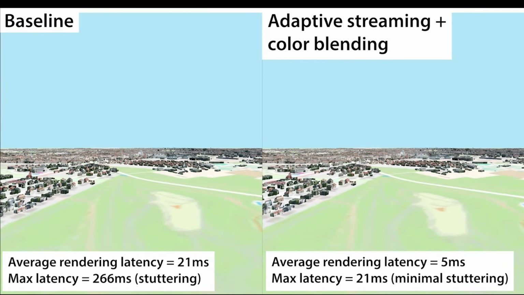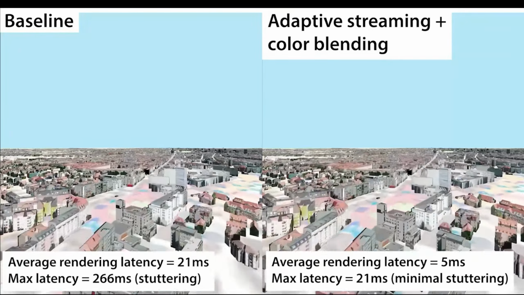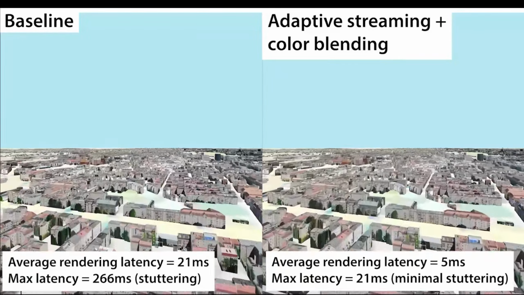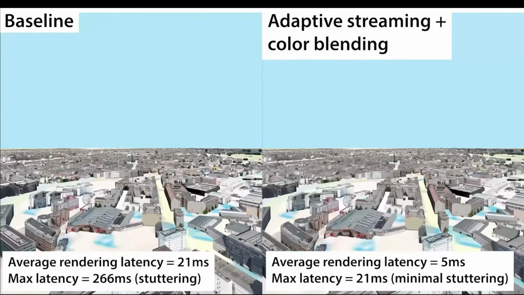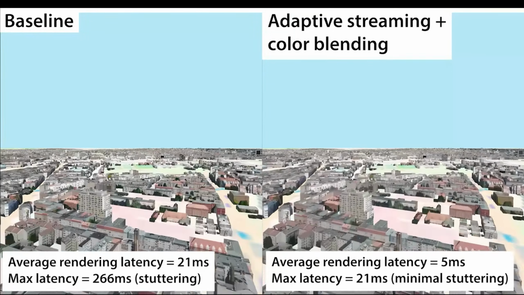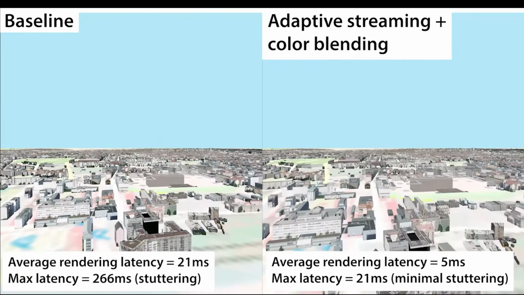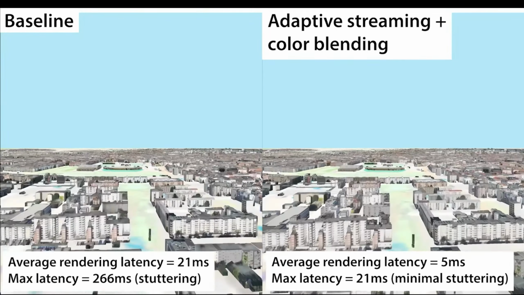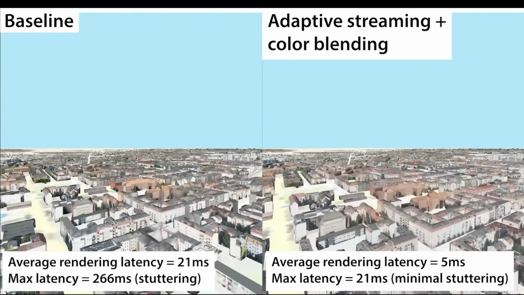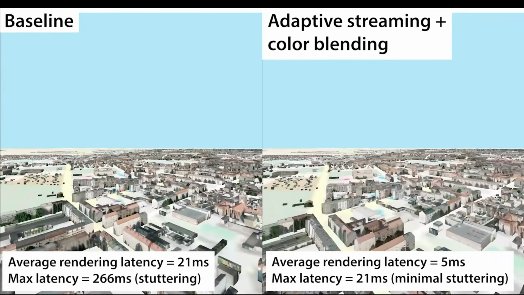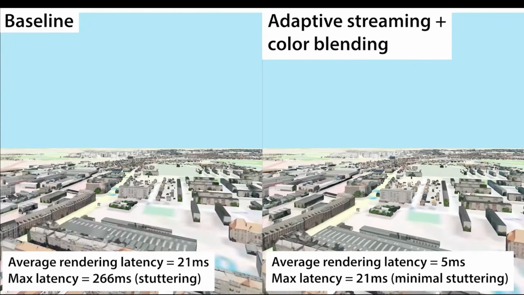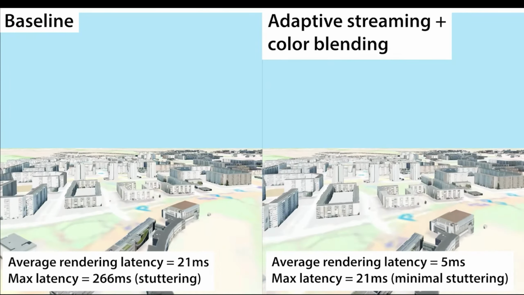This video shows the benchmark fly-through of the Berlin scene. On the left, we have a baseline method with no adaptive texture streaming and mipmap color blending. On the right, we show our adaptive algorithms with color blending at work. Severe frame rate stuttering and texture pop-ins are visible in the baseline method.